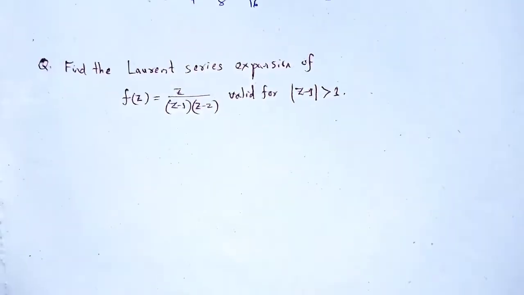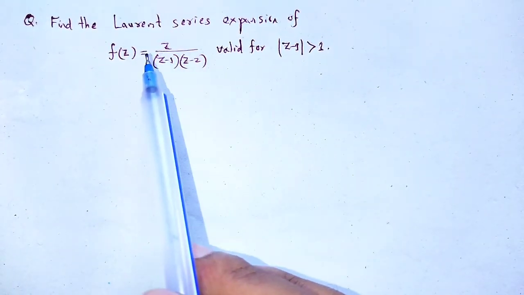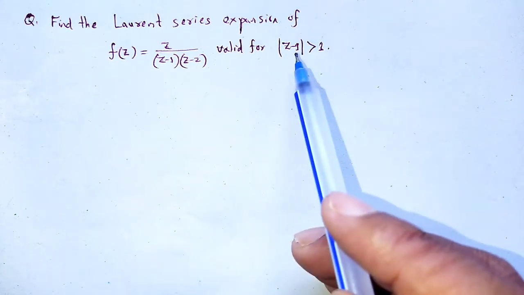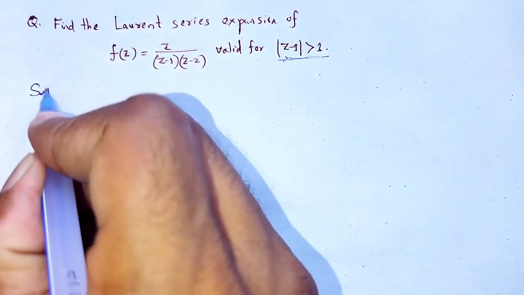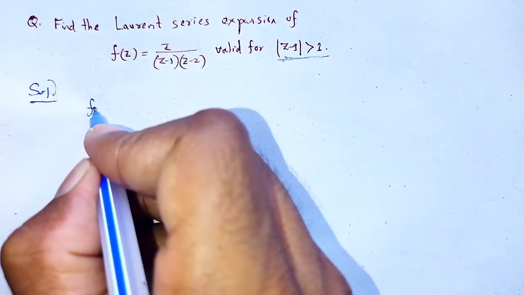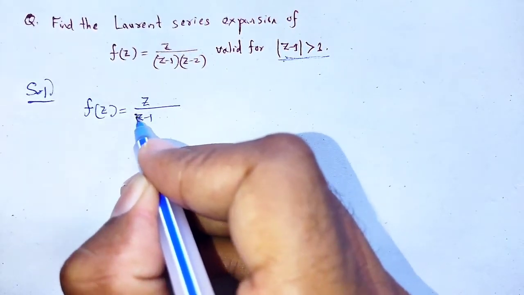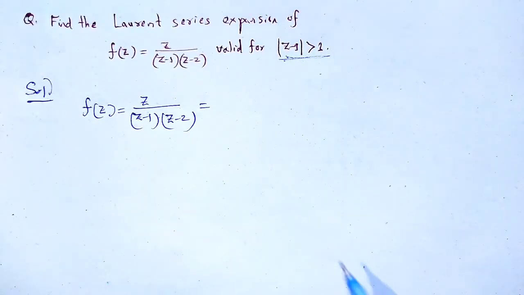Next question: find the Laurent series expansion of the given function f of z is equal to z divided by (z minus 1)(z minus 2), valid for magnitude of z minus 1 greater than 1. Solution: given function f of z is equal to z divided by (z minus 1)(z minus 2). Basically, in the case of Laurent series we use the binomial theorem. It is easy and convenient to use the binomial theorem for expansion of such types of series.